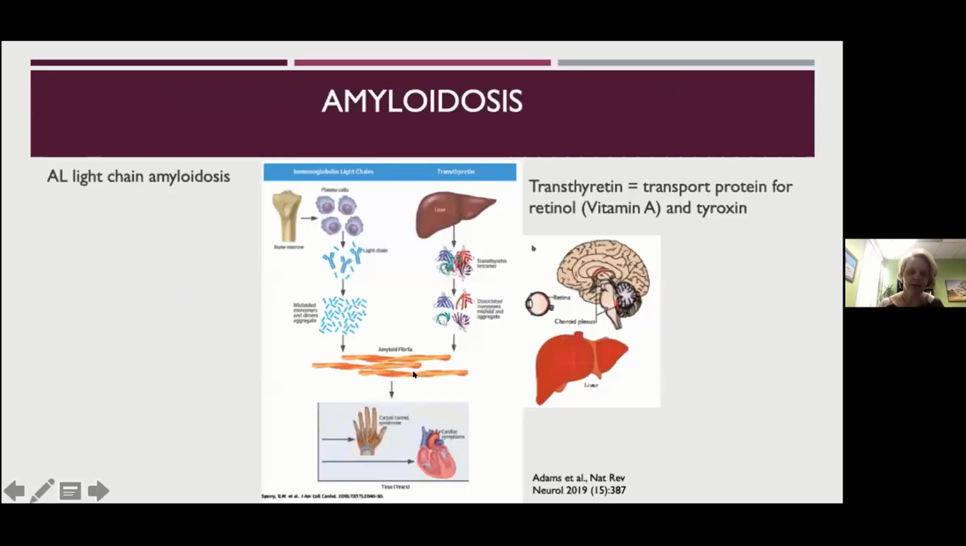Just to remind everybody, light chain amyloidosis is due to misfolding of an immunoglobulin light or heavy chain produced by plasma cells. And as you know, this is very important for therapy at the end, whereas transthyretin amyloidosis is due to misfolding of transthyretin monomers. Transthyretin is a transport protein for vitamin A and thyroxine. 90% of it is produced in the liver and 10% in the choroid plexus and in the retina. These amyloid fibrils, as we have heard, can be deposited almost everywhere in the body.